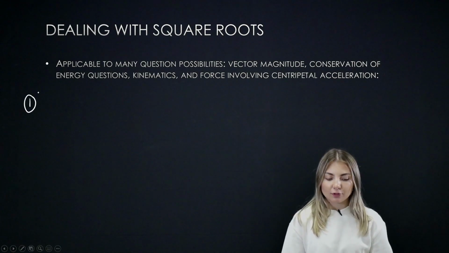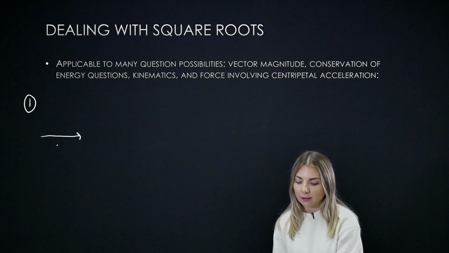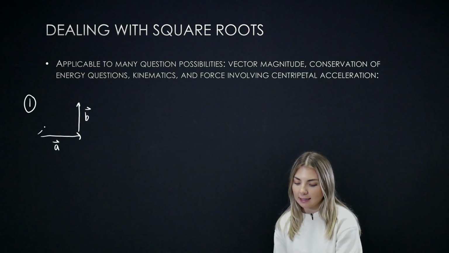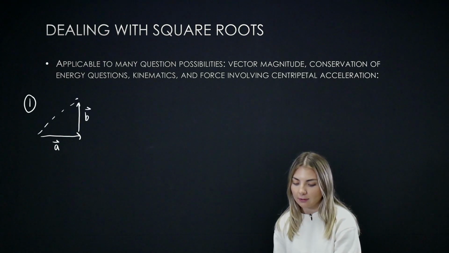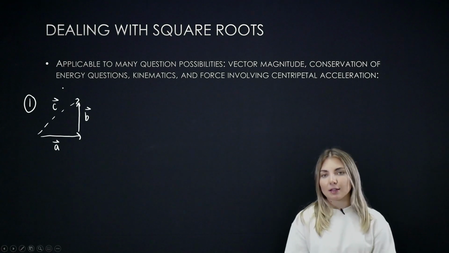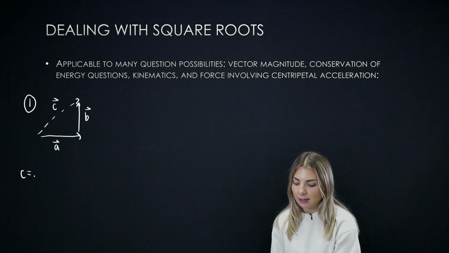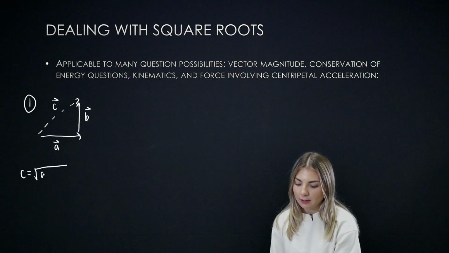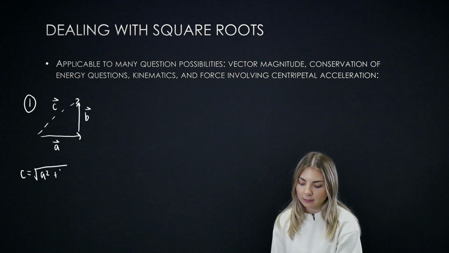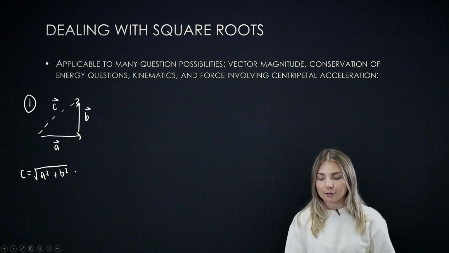So to go through these, first, let's say that you have to solve a question involving the addition of two vectors. So let's start with vector A, and then we have vector B. And let's say that you are finding the sum, which would be vector C. We would do this using Pythagorean's theorem, where C equals the square root of A squared plus B squared. So in this case, you would have to solve for a square root.